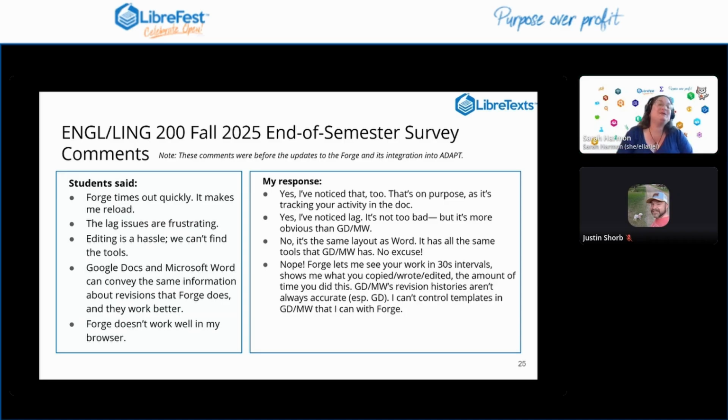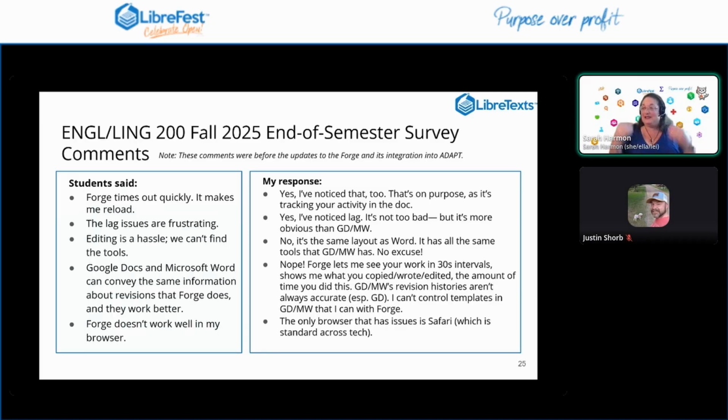This one made me laugh the most, and I'll tell you why. Mac users, Apple users, I'm going to apologize ahead of time because it's you guys. "Forge doesn't work well in my browser." Well, here's the problem: it's Safari. You can't use Safari or Opera for that matter. It's Safari and Opera. You cannot use them for darn near anything.